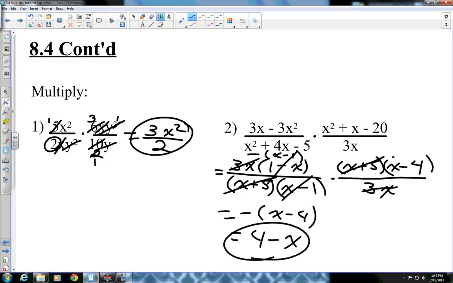Just negative 4 minus x. We'll distribute the negative and you get 4 minus x, so you could write it as negative x plus 4 either way. Okay, any other questions? Those make sense?